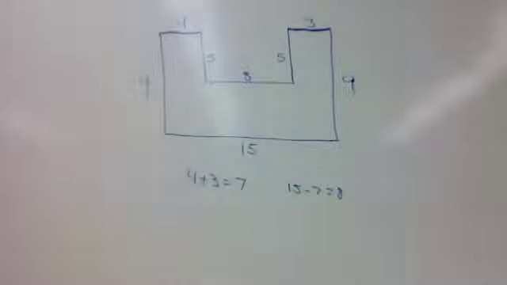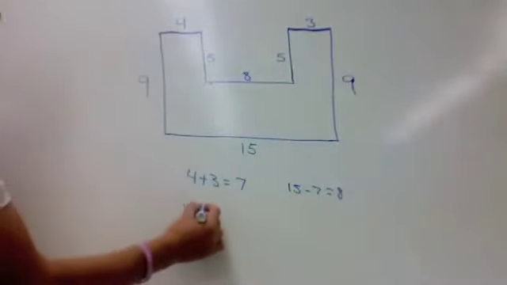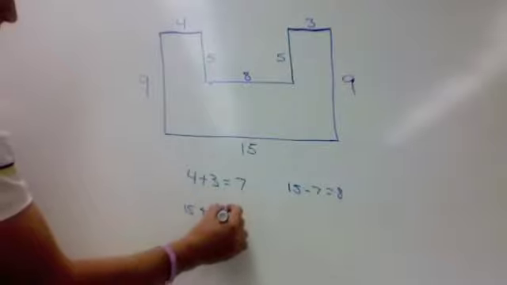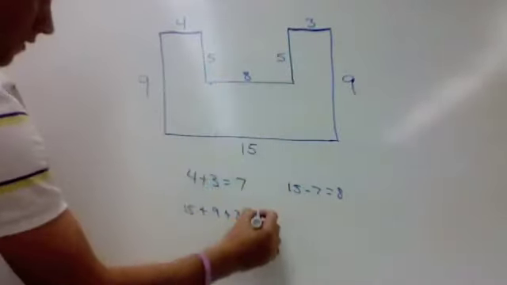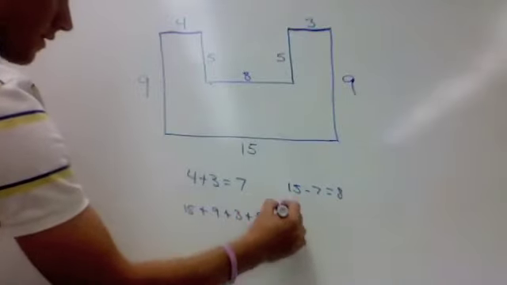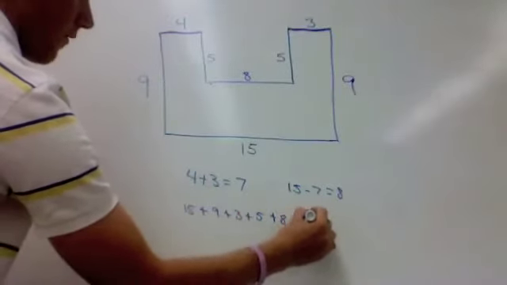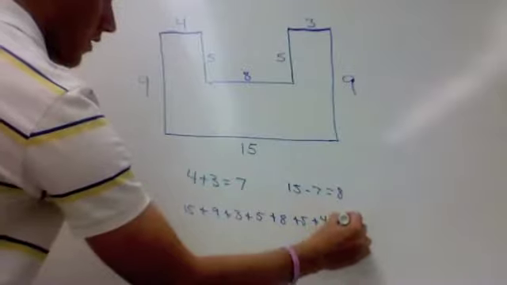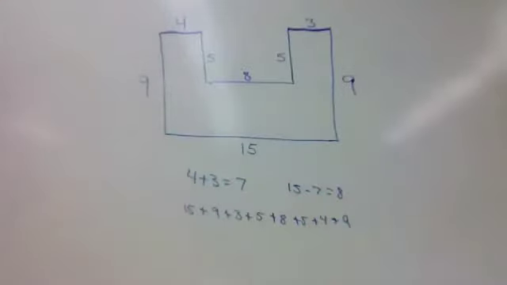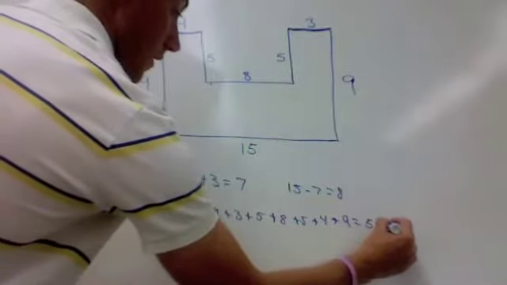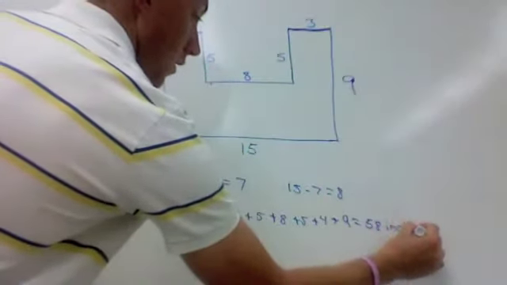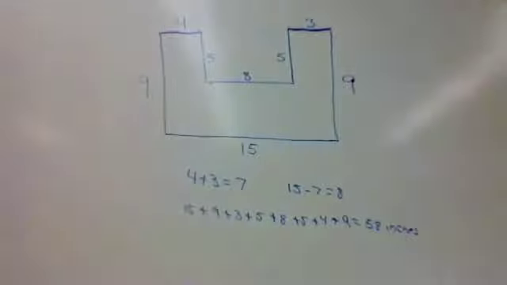Now we're going to add all of our sides up together. So we're starting with 15 plus 9 plus 3 plus 5 plus 8 plus 5 plus 4 plus 9. When we add all that up together, we get a final total of 58 inches. And that's how we find the perimeter of this figure.